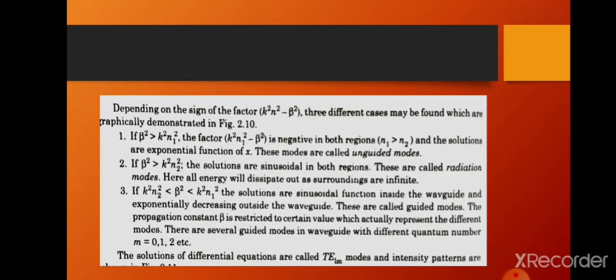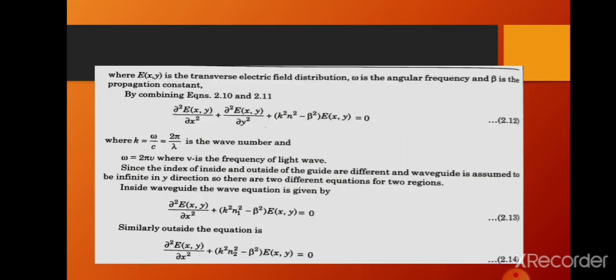Okay, so from the above equations, that is equations 212, 213 and 214, these three are the basic equations for representing the propagation of light through the core of the fiber and the propagation of light through the cladding of the fiber. So you should remember these three equations, that is equations 212, 213 and 214.